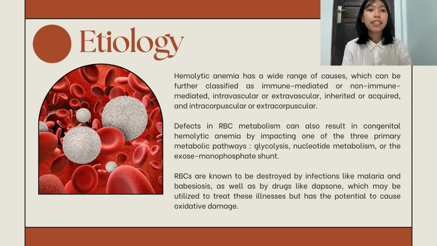Hemolytic anemia has a wide range of causes, which can be further classified as immune-mediated or non-immune-mediated, intravascular or extravascular, inherited or acquired, and intracorpuscular or extracorpuscular. Defects in RBC metabolism can also result in congenital hemolytic anemia by impacting one of the 3 primary metabolic pathways, such as glycolysis, nucleotide metabolism, or the hexose monophosphate shunt.